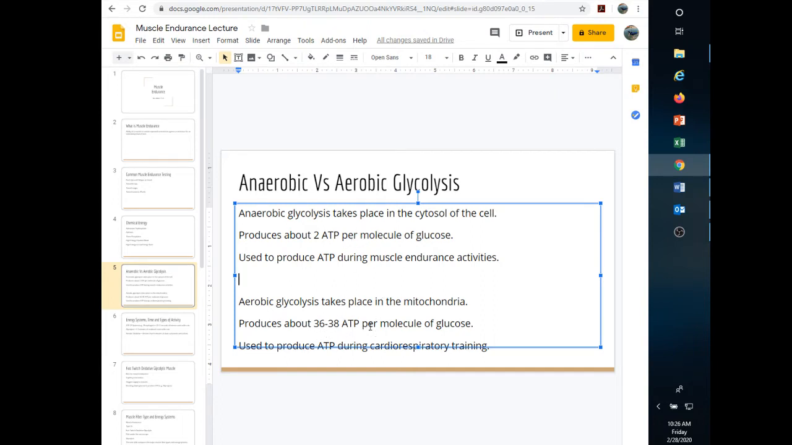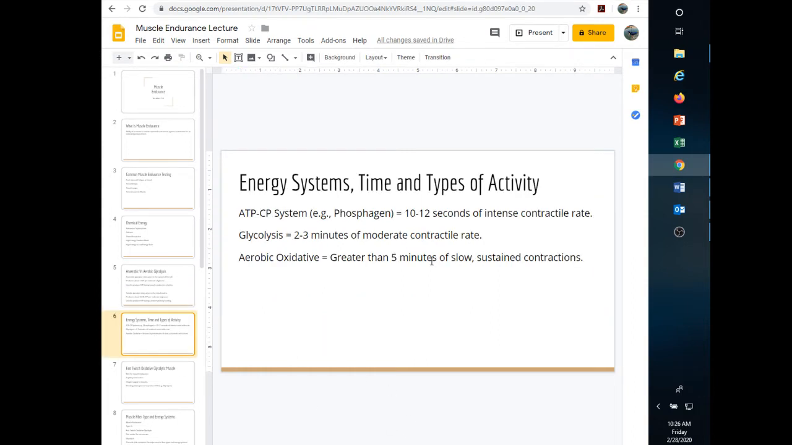Here, when we're dealing with aerobic glycolysis, the intensity is not so great that we can't suppress the lactic acid. We can buffer that, and we are getting a lot of oxygen out to the tissue, and we're netting about 36 to 38 ATP to generate our chemical energy. So energy systems, time, and types of activity are all extremely important when you're thinking about how you're going to train.